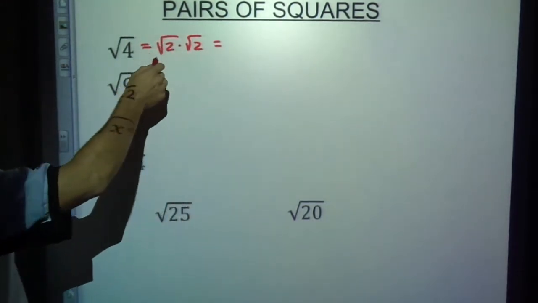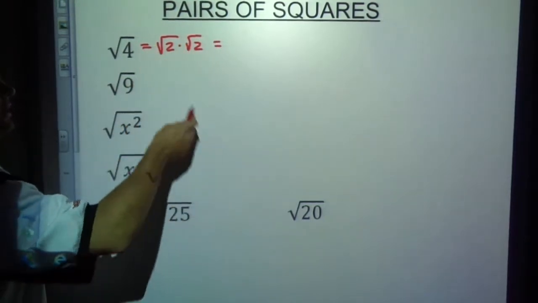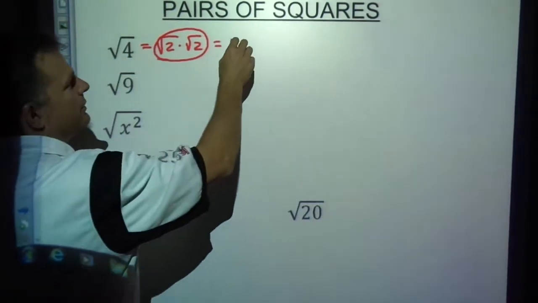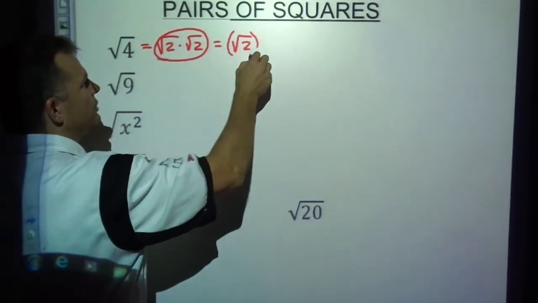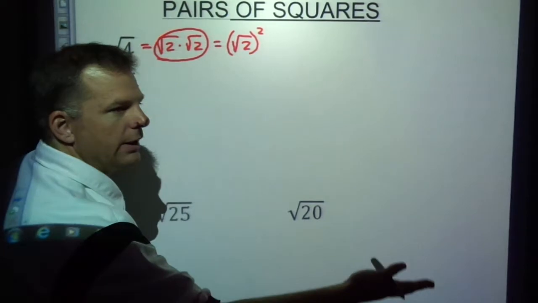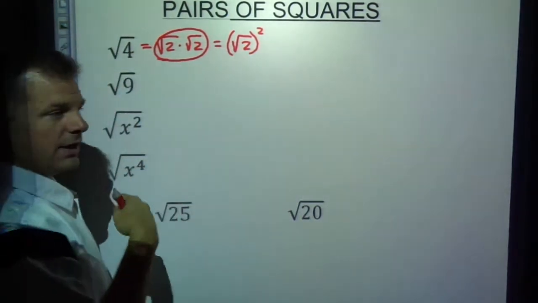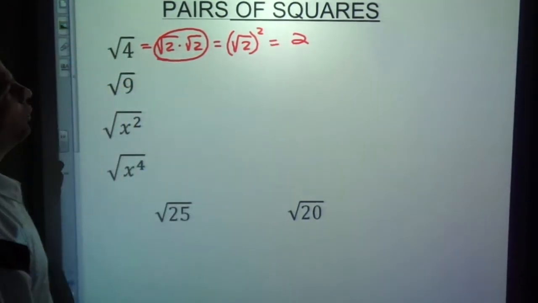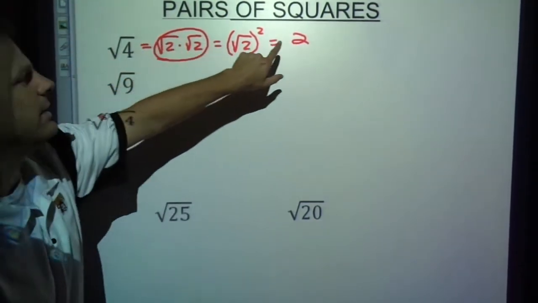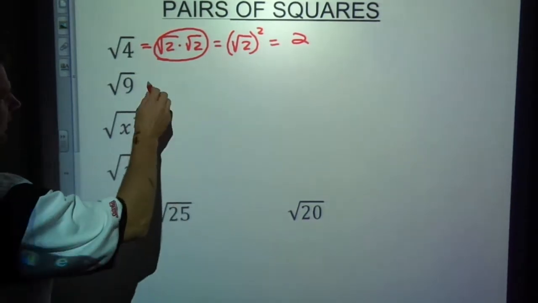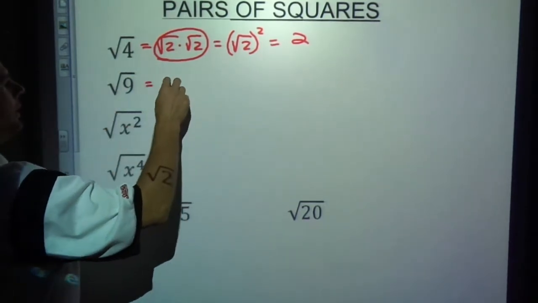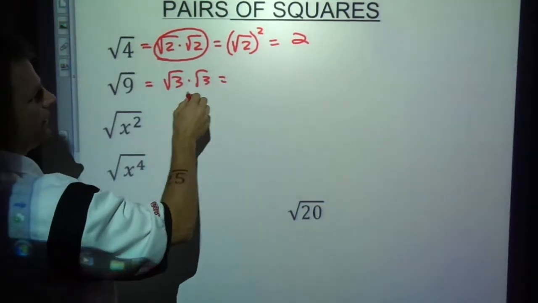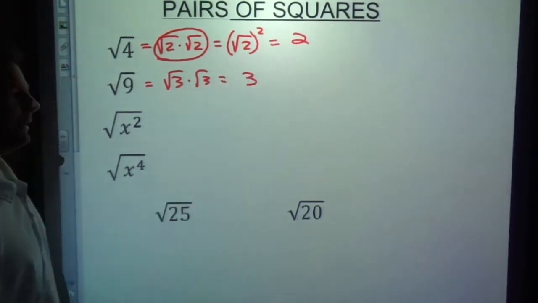And here we have a pair of squares. When we have a pair of squares, that makes square root of 2 squared. And we've talked about how squaring and square rooting are inverses and they cancel each other out. This makes a plain number 2. So when you see a pair of squares, it makes a plain number. Same thing with square root of 9. We know that's 3. Why? Square root of 3 times square root of 3 equals, there's a pair of squares, plain 3.